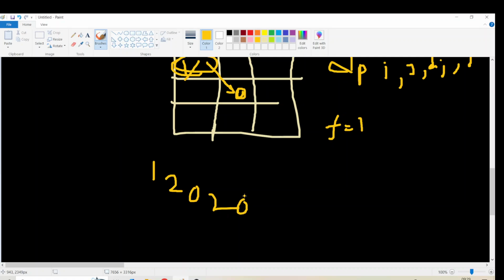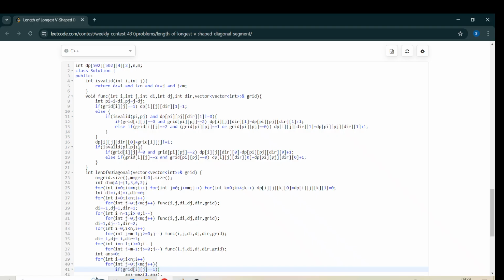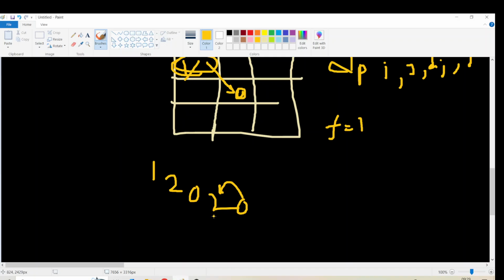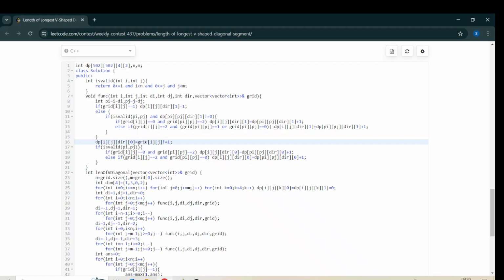So let's say our grid ij value is 0, then the previous value should obviously be 2. So if grid ij is 0, we check that the previous value is 2, and only then we mark dp ij direction 1 as the previous value's direction plus 1. Now if grid ij value is 2, then we have two choices: the previous cell value could be 1, or it could also be 0. So we check that if the previous cell value is either 1 or 0, we mark the value of dp ij direction 1.